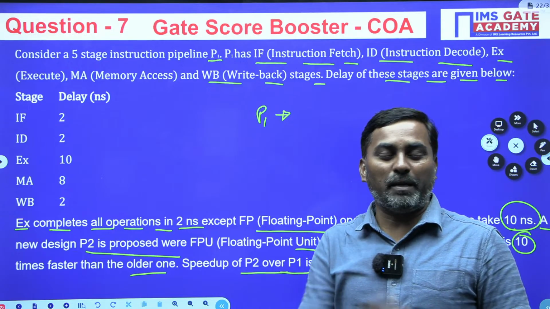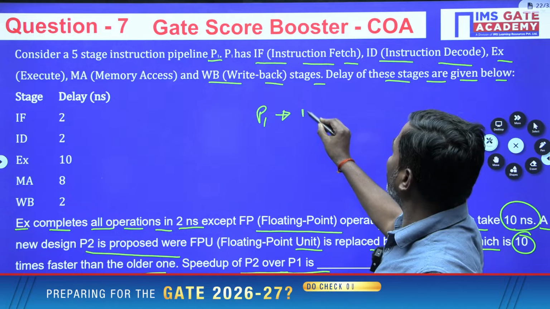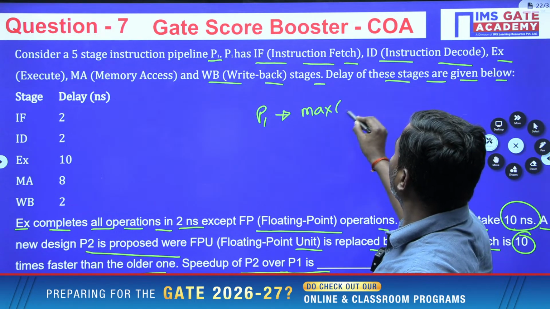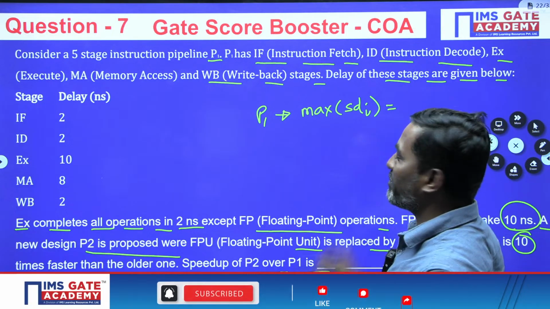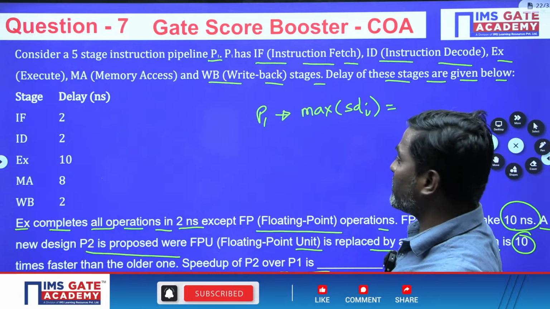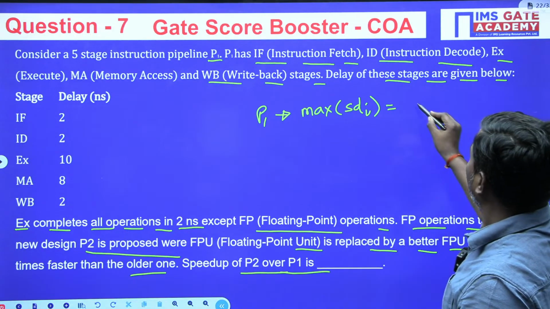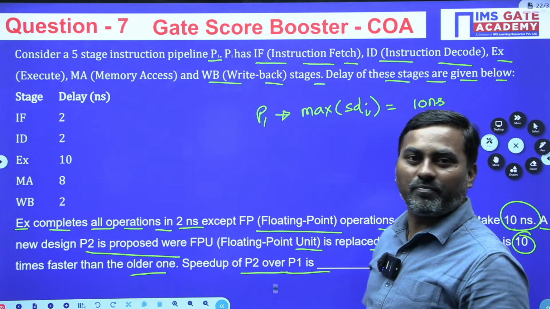Pipeline cycle time, how to calculate? Cycle time of pipeline will be the maximum of the ith stage delay we have to take, right? Plus buffer overhead. P1 maximum stage delay is what? 10. So 10 only, 10 nanoseconds, right? Yes or no? 10 nanoseconds it will take.